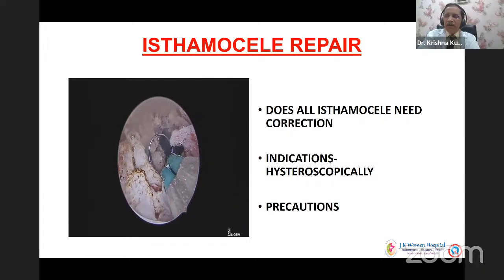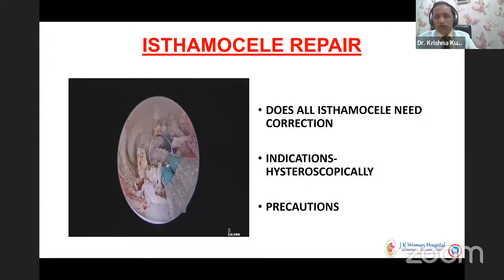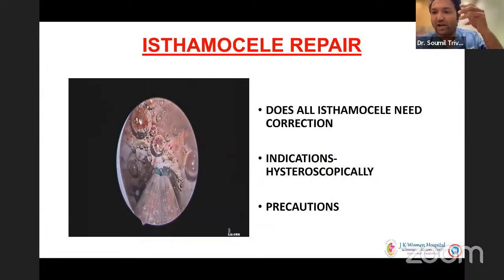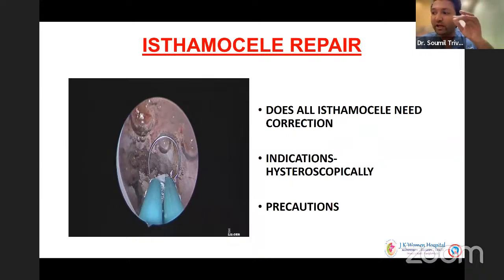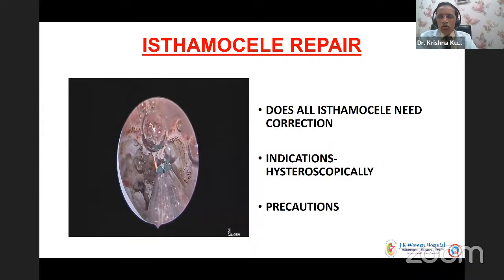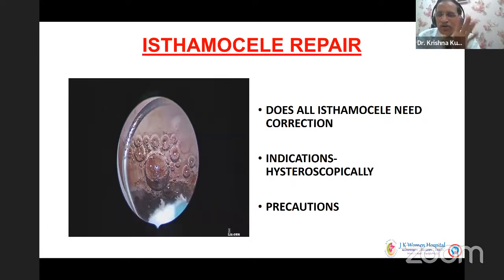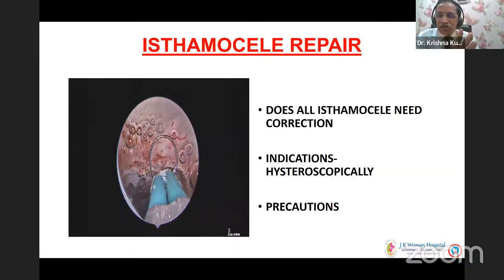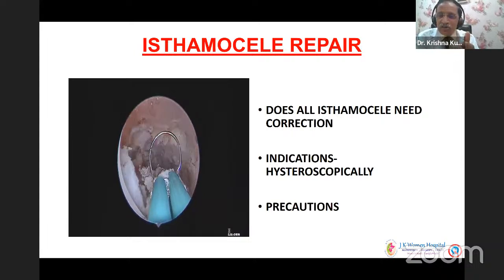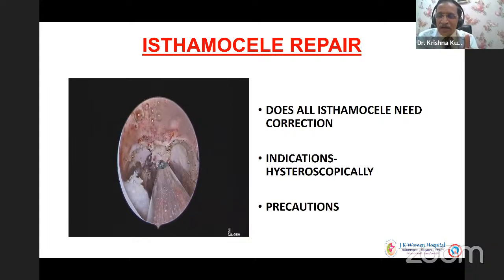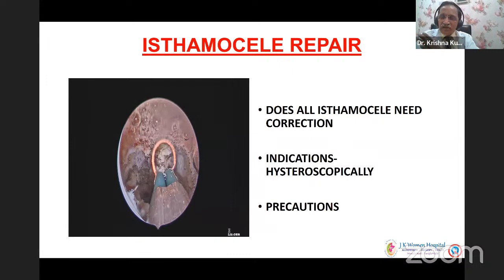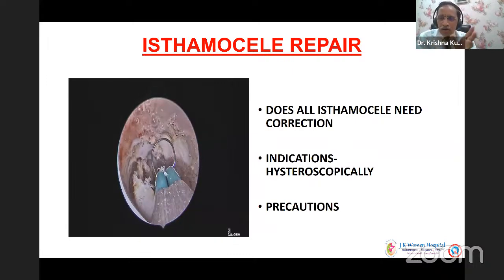2 millimeter, you don't have to correct it. Someone had advised surgery to that patient, but I bluntly said that there is no requirement of surgery. As Bijoy already said, only for symptomatic patients, and patients who are infertile or have not been able to conceive a second time because of an isthmocele, then you may think about it. Otherwise, 2 millimeter doesn't require it at all.